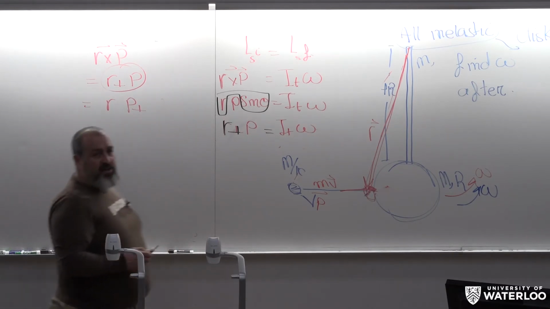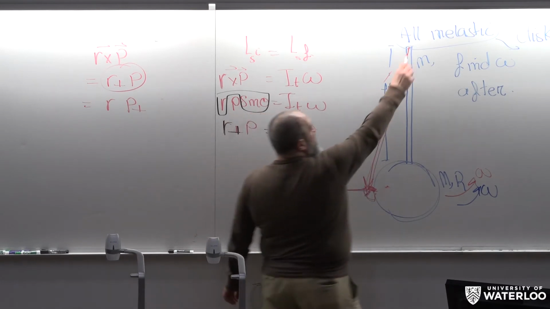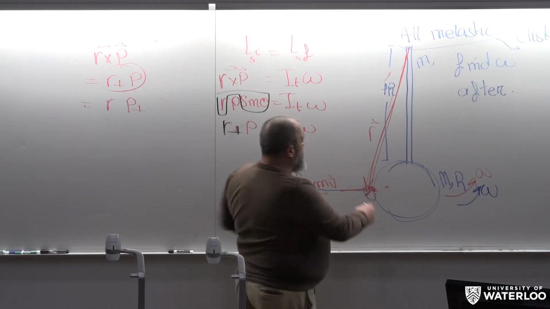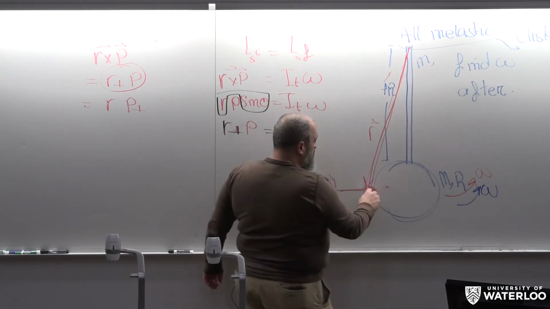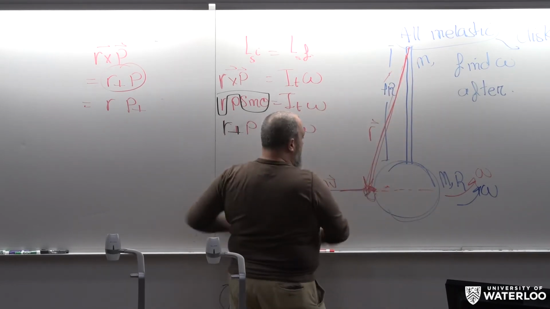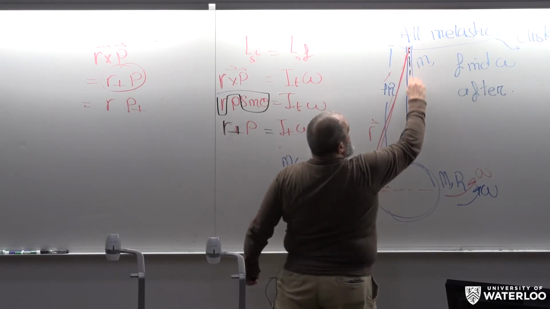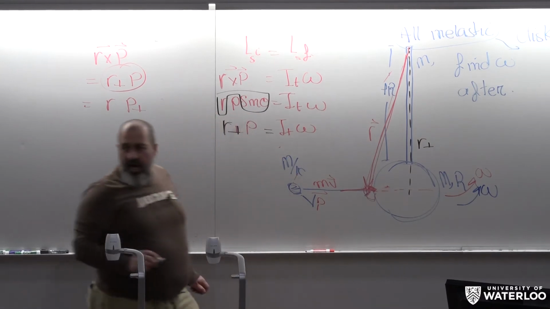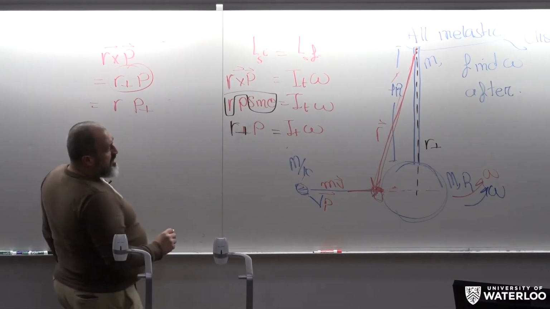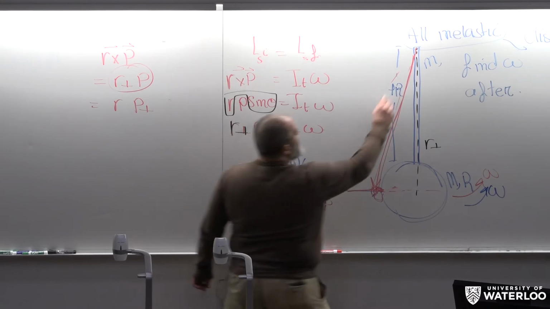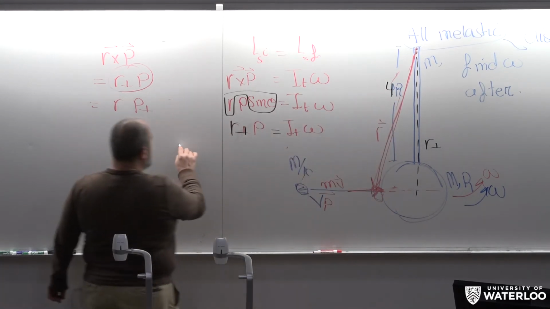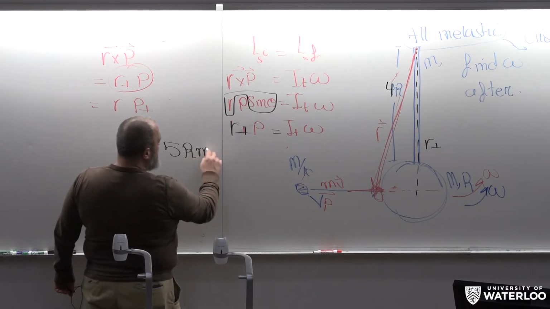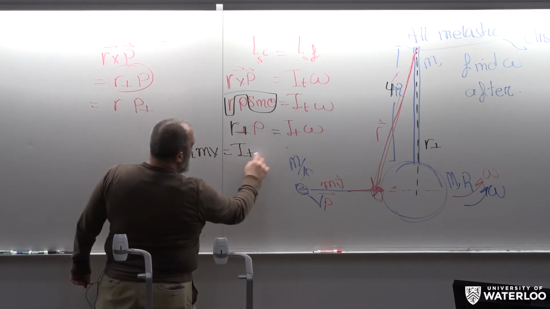And how do you find R perpendicular? R is from the pivot. R perpendicular is from the pivot to, so you stretch the momentum out, and your R perpendicular is this distance here. That is R perpendicular, right? So that becomes what now? 4R plus R, 5R, okay? So now the problem that seemed complicated is simply 5R times MV equal to I total omega.